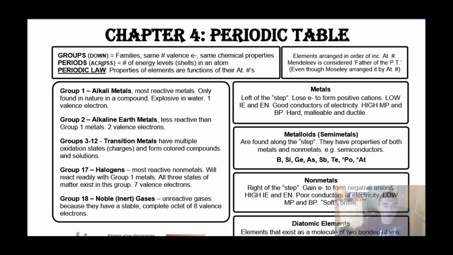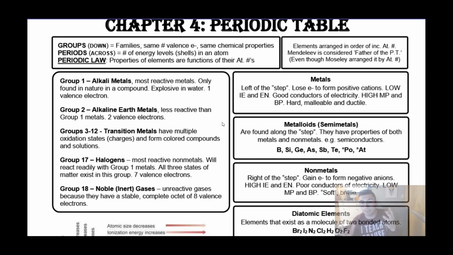You should be familiar with the specific groups that we focused on throughout the year: group 1, 2, 3 to 12, and then 17 and 18. Know them by name and know their important properties that are listed here that we went over. The metals are to the left of the step or the staircase. They make up most of the periodic table. They tend to lose electrons to form positive cations. They have low ionization energies and electronegativities, which we will get to in a moment. Good conductors of electricity, high melting point and boiling point, hard, malleable, and ductile.